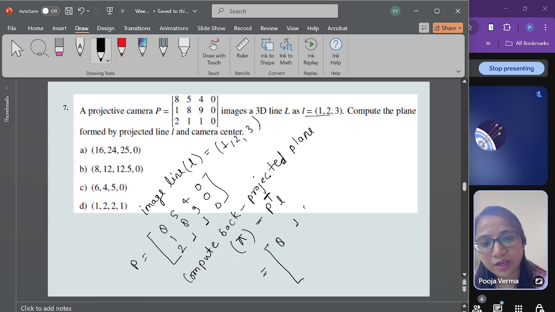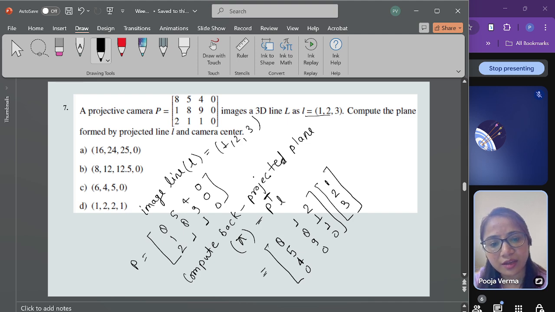This is 8, 1, 2. Just change rows to columns and columns to rows. 5, 8, 1, 4, 9, 1 and 0, 0, 0, right? And here it is 1, 2 and 3. Okay, P transpose L. Now again just row into column matrix multiplication, just calculate it.